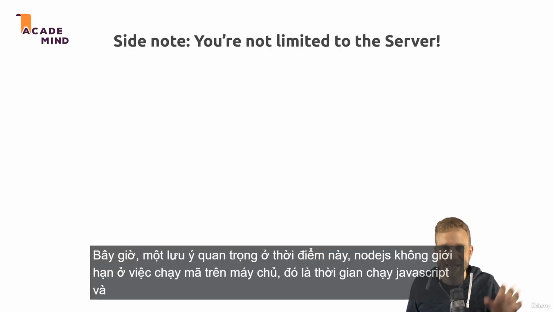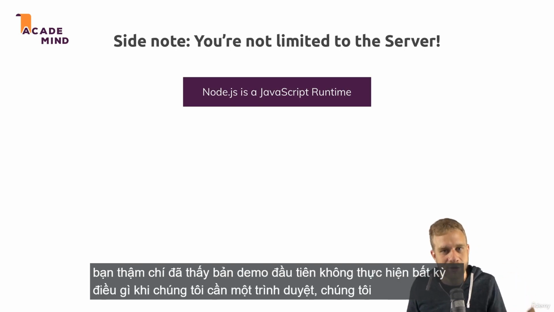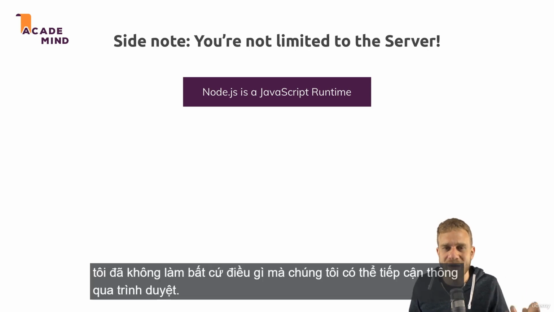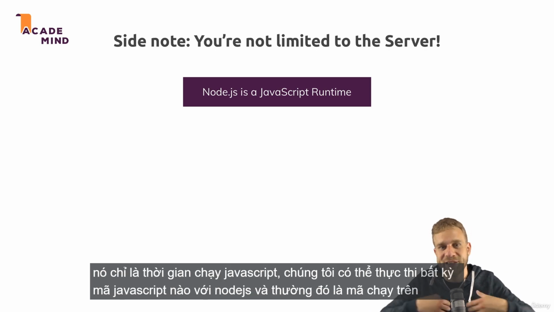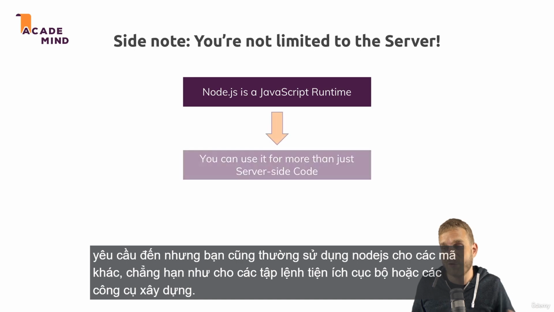Now, one important side note at this point of time. Node.js is not limited to running code on a server. It's a JavaScript runtime, and you even saw a first demo which did not do anything where we needed a browser, right? We didn't spin up a server there. We didn't do anything which we would have reached through a browser. We'll do that a lot throughout the course, but we haven't done it thus far. Because it's just a JavaScript runtime, we can execute any JavaScript code with Node.js, and often that is code that runs on a server and is executed upon incoming requests, but you also often use Node.js for other code.